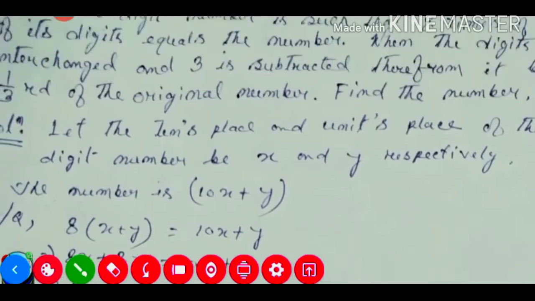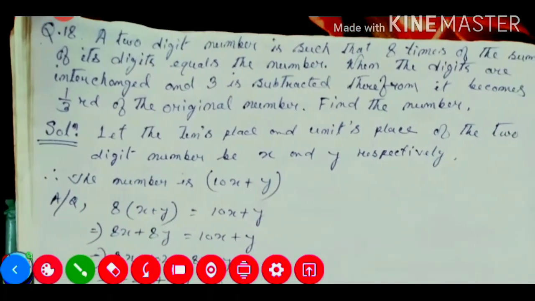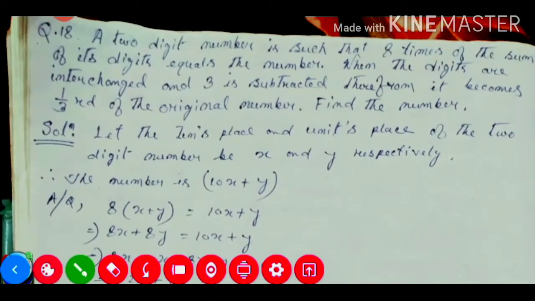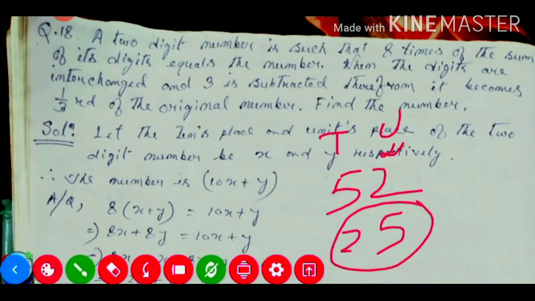Now condition number 2. In the question we see, when the digits are interchanged. Interchange means what? Take 52. This one is the unit place, this is the tens place. Now the unit place will become the tens place and the tens place will become the unit place. This is known as interchange of the number. Interchanging their places, it will become 25. The original number 52, on interchanging, becomes 25.